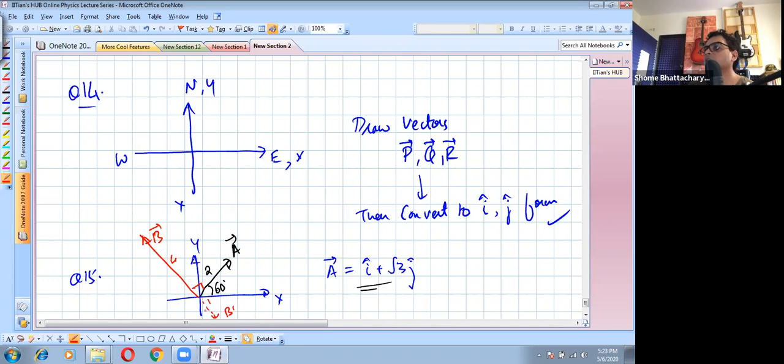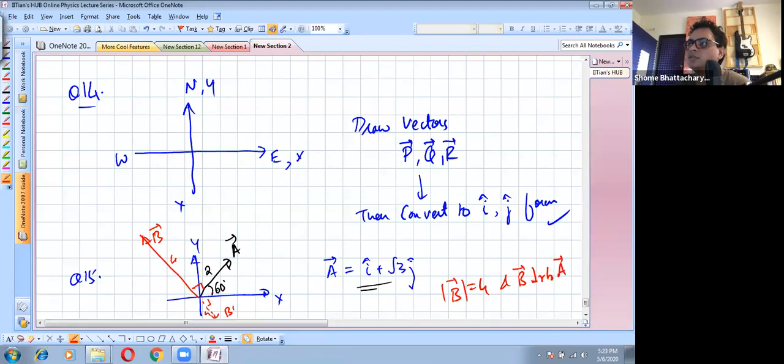This is also possible, and of magnitude 4. So you have two possible situations for vector B which satisfy the given condition of the question, that mod B is equal to 4 and B is perpendicular to A. So you can do two things.